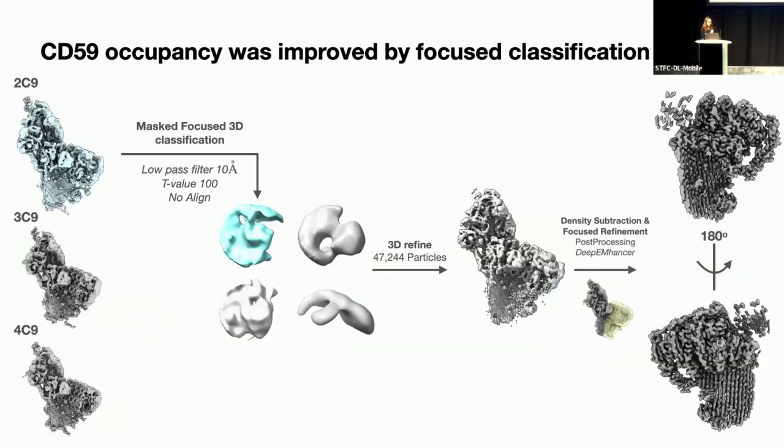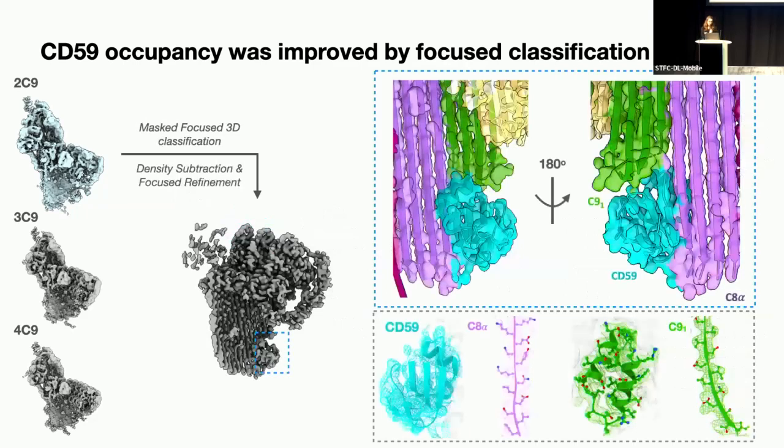And so this gave us one class that looked well ordered and nice, and so when we refined that to high resolution, a full 3D refinement, then we significantly improved our density for CD59. But we knew that we could improve this further using, again, density subtraction and focused refinement. And by doing that, we were able to resolve the secondary structure details of the CD59 protein, which allowed us to unambiguously fit the CD59 crystal structure.